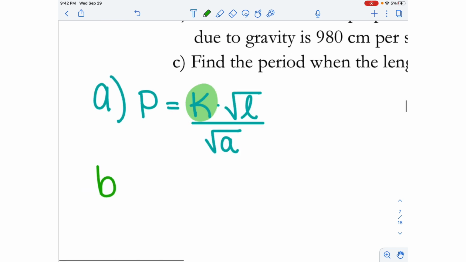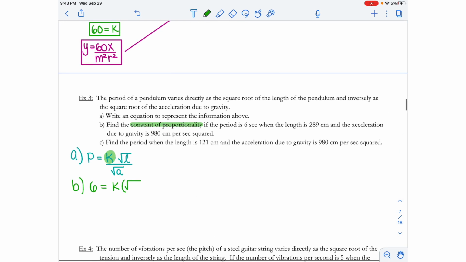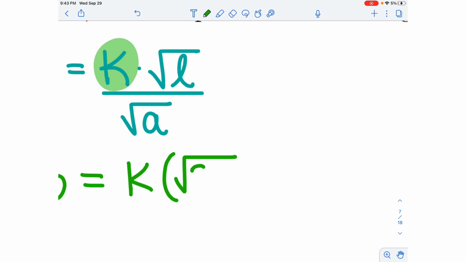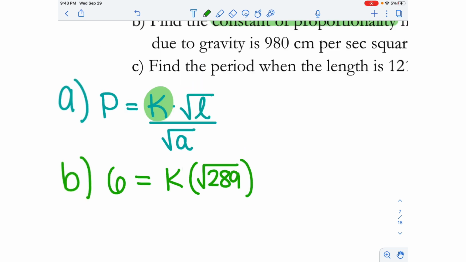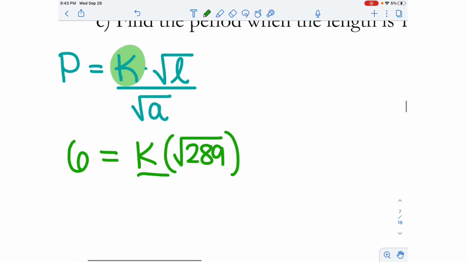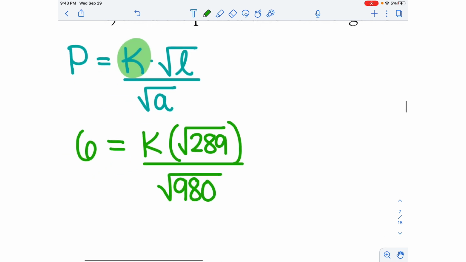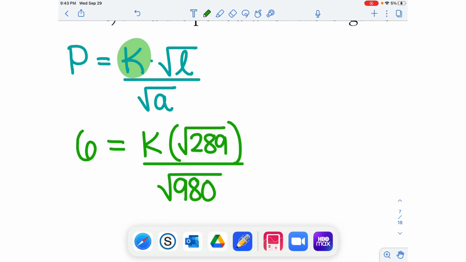The period is 6 seconds. That's the P. Let's see, do they give me an L value? The length is 289. So I plugged it in here, so there's a square root around the 289. And the acceleration due to gravity is 980. So it's square root of 980, because it's the square root of A. Beautiful. So I have everything except for K, which means I'm going to solve.